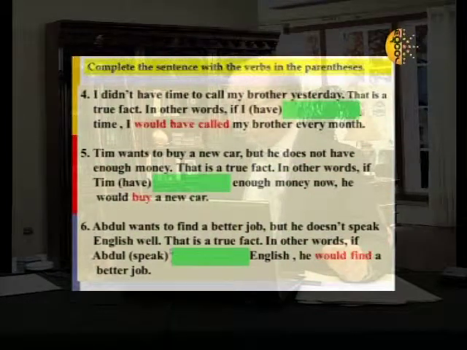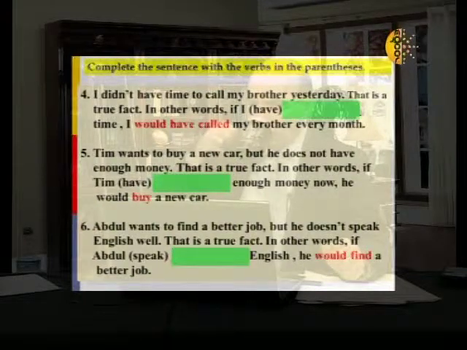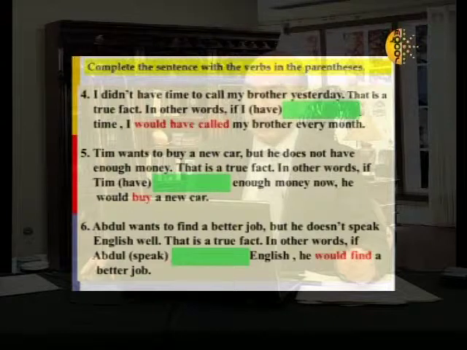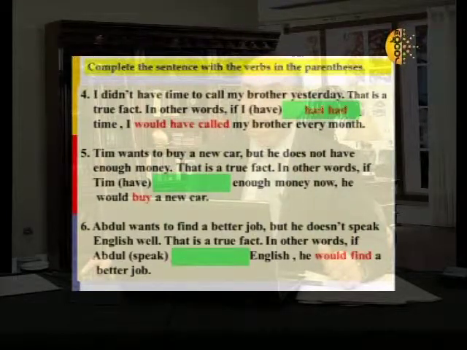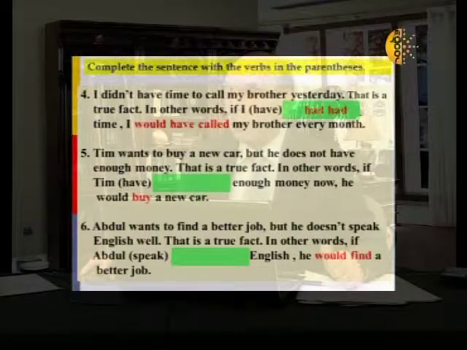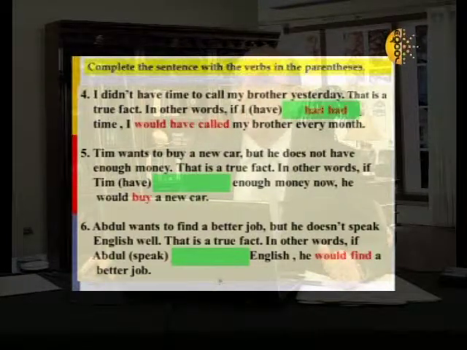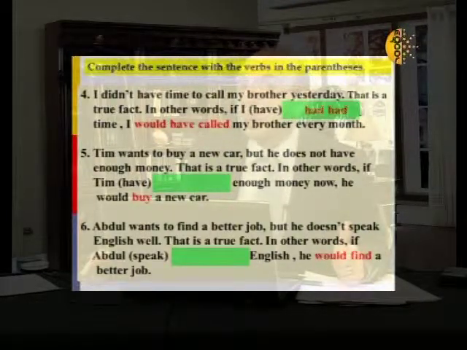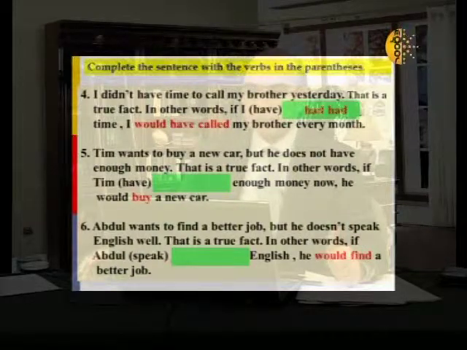Sentence number 4. I didn't have time to call my brother yesterday. That's a true fact. I did not call him. In other words, now which form of have do you use? If I have what? I would have called my brother. The correct answer is if I had time, I would have called my brother. Had is what? Past perfect tense. Because you talk about a situation in the past that did not take place, you use past perfect tense.